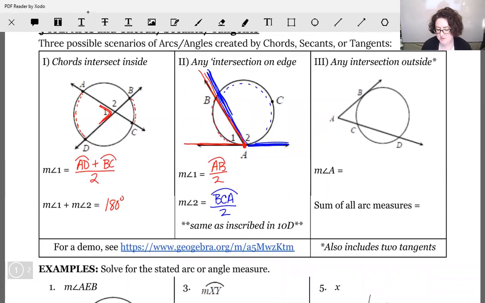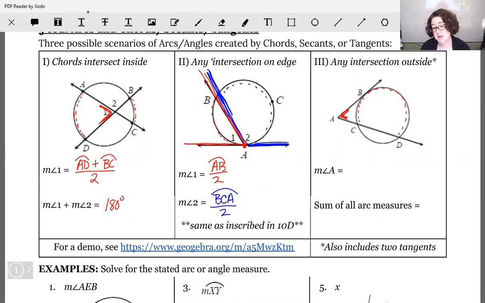Okay, so the third rule is when we have the intersection on the outside. And so just like we did before, I actually have a combination of secants and tangents, and it could be any combination. So I could have 2 secants. We'll do a couple problems with that. It could be a secant and a tangent, could be a tangent and a tangent, but they all follow the same rule. Your angle A, so this angle here, is going to be compared to the 2 arcs it cuts off.